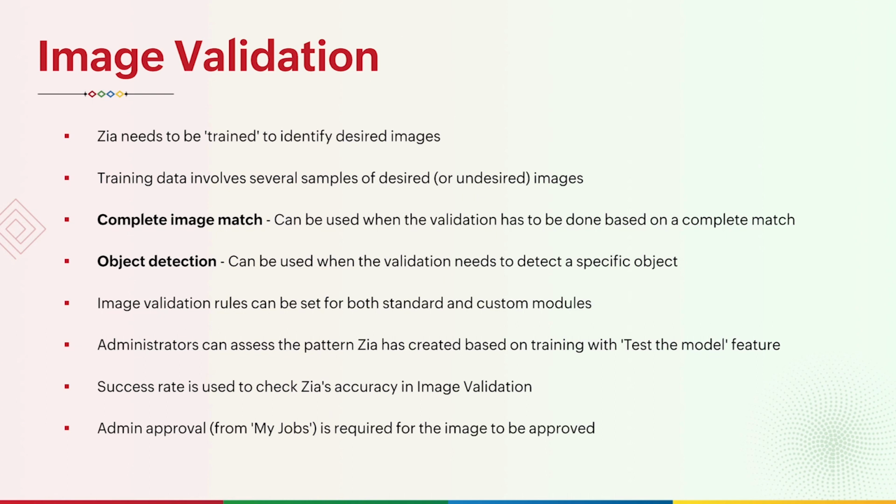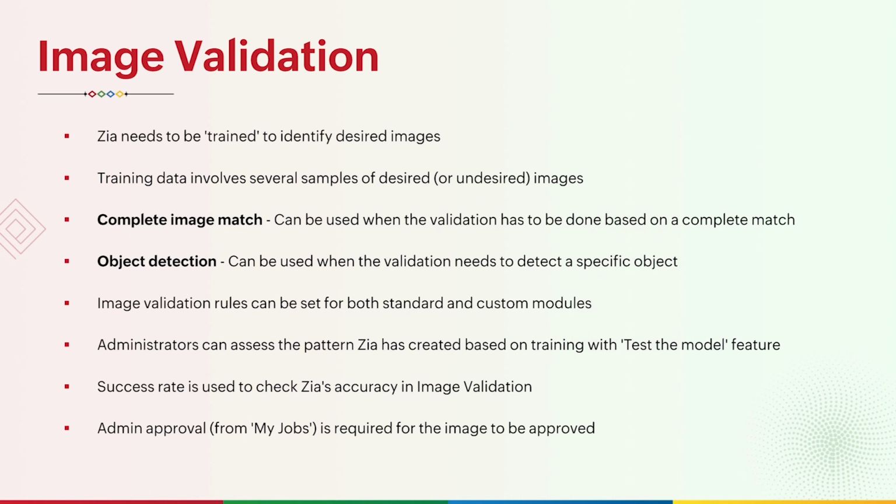With Zia, you can create an image validation rule with two methods, namely complete image match and object detection. Complete image match comes in handy when the validation has to be done based on a complete match. Example, when you want to prevent someone from uploading the image of a TV instead of a watch. Object detection comes in handy when the validation has to be done based on a specific object detected in the image. Example, when you want to prevent someone from uploading an image of a front load washing machine instead of a top load.